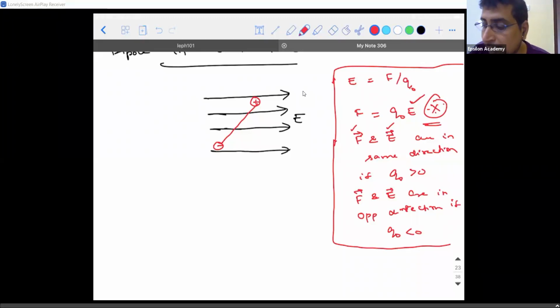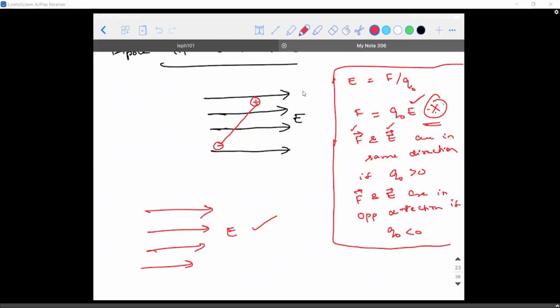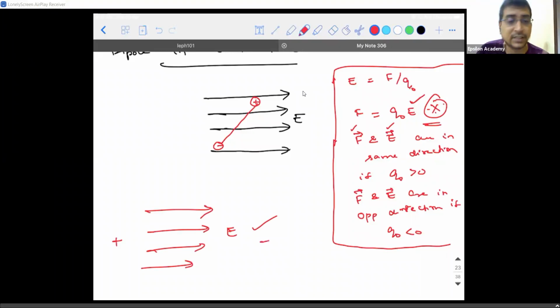See, for example, I have an electric field. Let me say this is the already existing electric field. This electric field, we don't know who has generated. But one thing I'm clear about, if this is how the electric field is, is the left-hand side positive charge or negative charge? What is the direction of electric field? Just now we learned, positive to negative. So left side it is positive charge, right side it is negative charge. That's what these uniform electric field lines are trying to tell us.